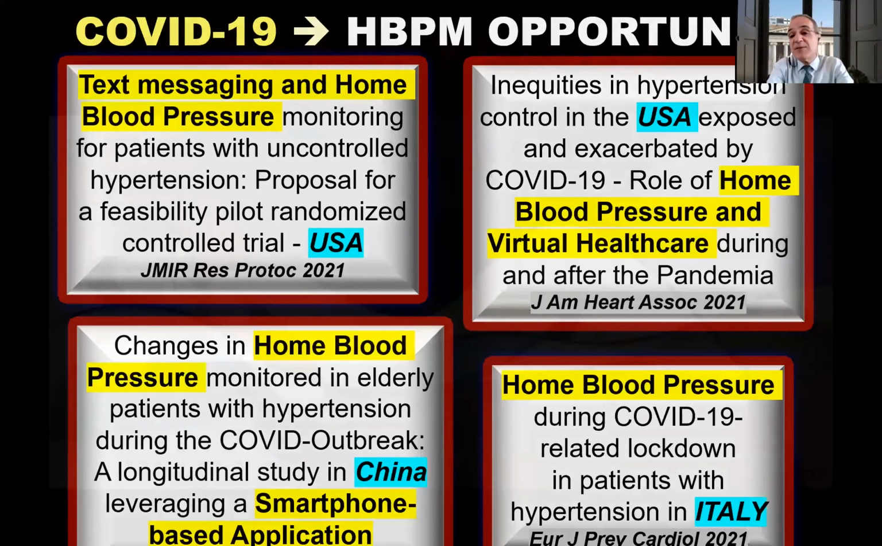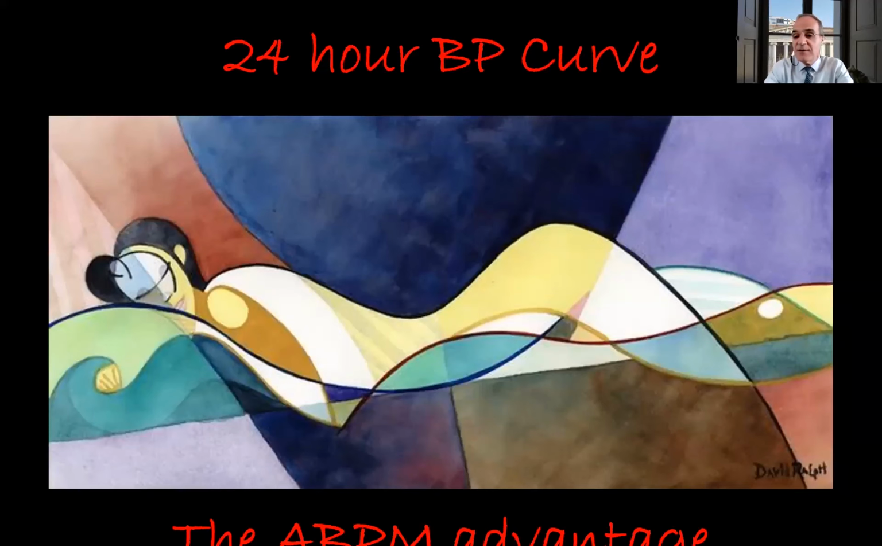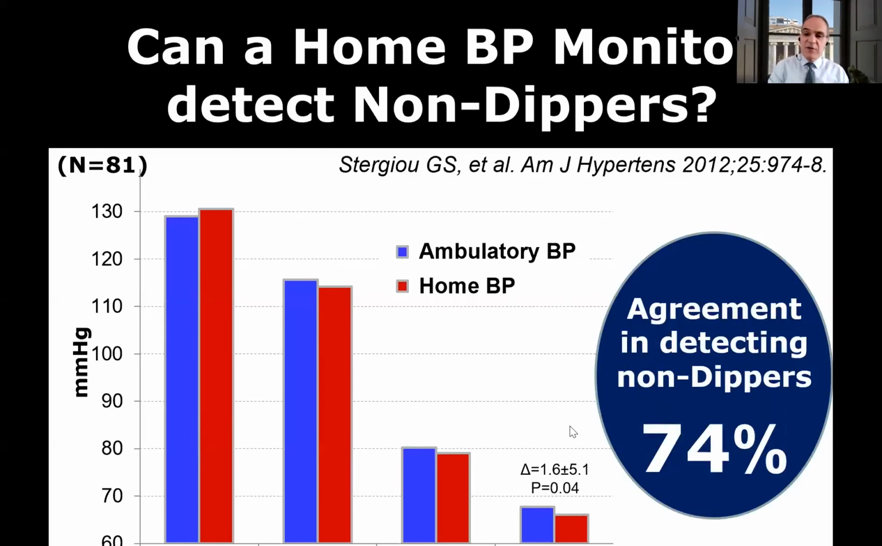So this is the 24-hour blood pressure curve. And many people say, well, this is a unique advantage for ambulatory monitoring. Well, yes and no, because there are low-cost home monitors which can measure blood pressure during nighttime sleep. And this study compared an ambulatory monitor for detecting nocturnal hypertension with a low-cost home monitor. And you can see daytime and nighttime systolic blood pressure similar. And there was agreement between traditional ambulatory monitoring and the low-cost home monitor that measured blood pressure during night sleep in 75% in detecting non-dippers.